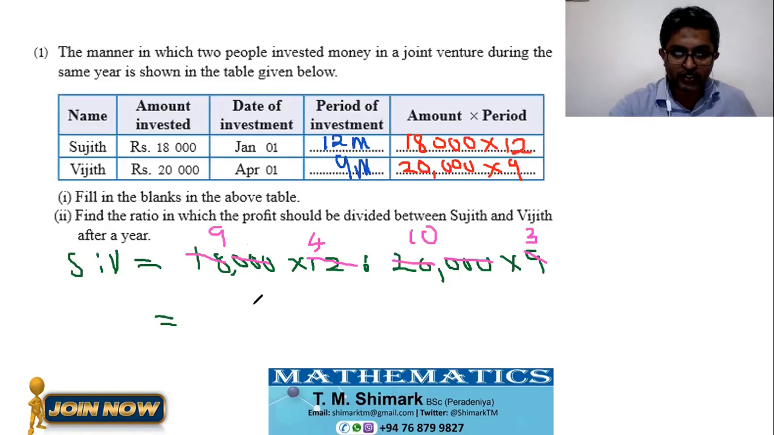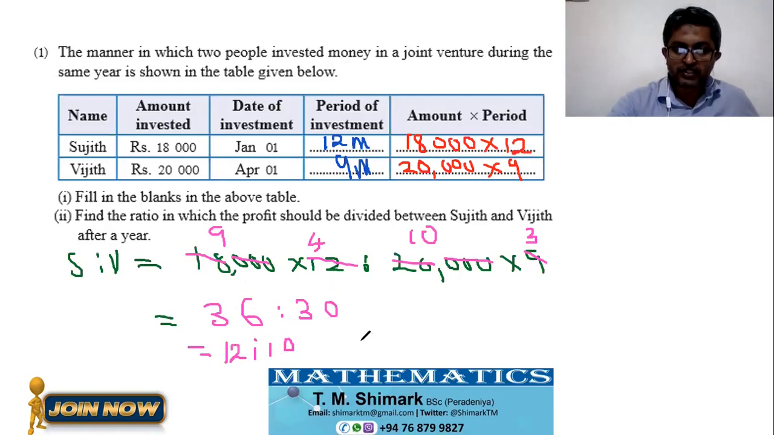9 into 4 is 36, is to 30. So here divided by 3, it shall be 12. And should we divide all the amounts? Yes, you have to divide, means you have to get the simplest ratio. That means 6:5 will be my final simplest ratio.